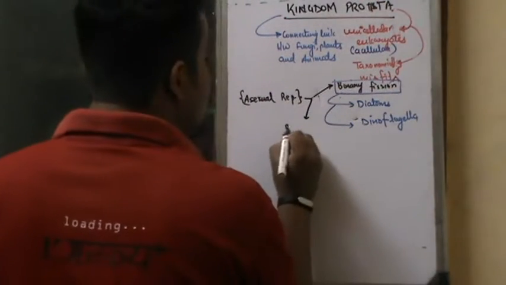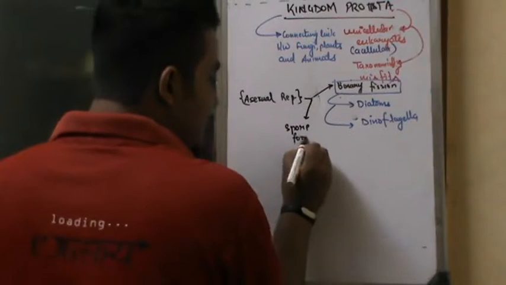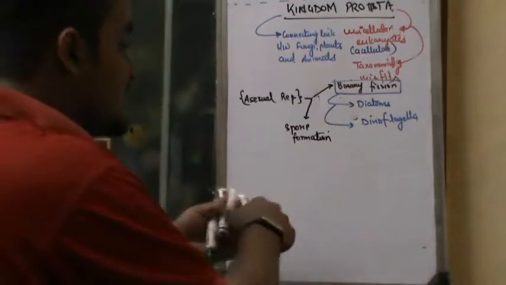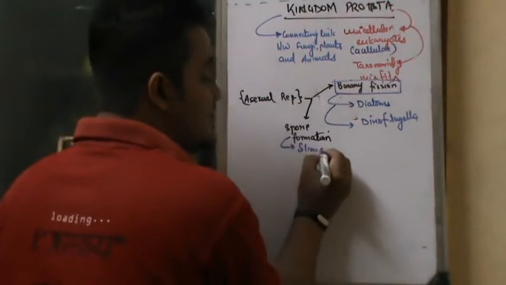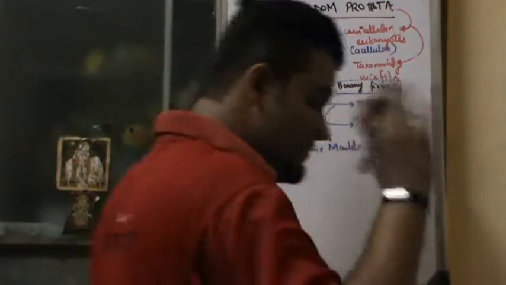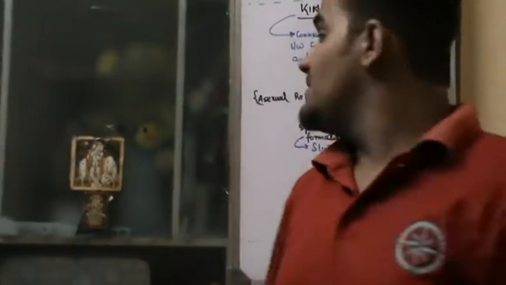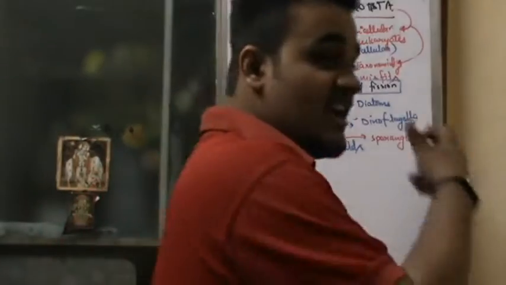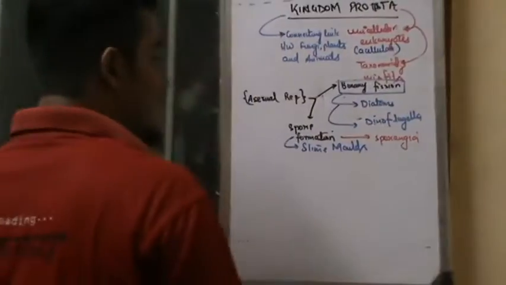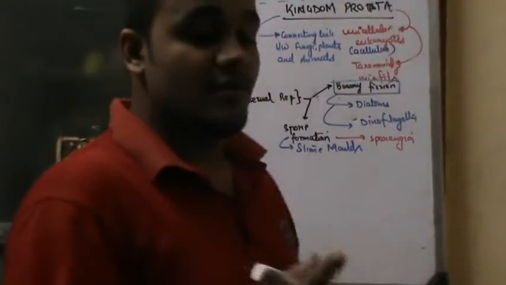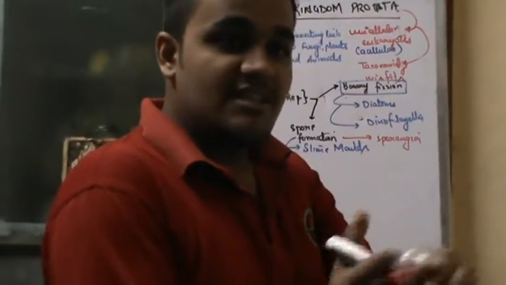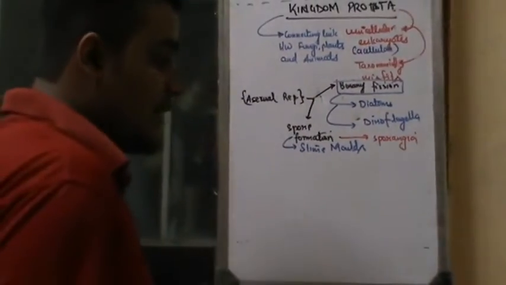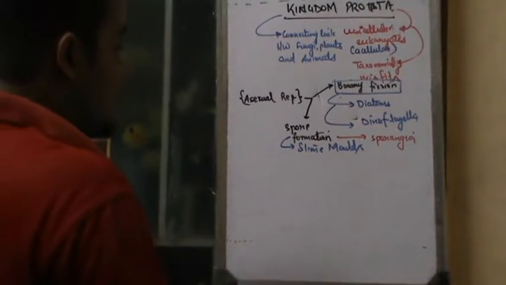Other than this, there is spore formation. NCERT liner: spore formation is shown by a very famous organism called slime molds. Always remember, slime molds exhibit this particular property. There is something called sporangia, which is given in NCERT. Sporangia are structures on which spores are formed. The sporangia cover the spores, and then the sporangia burst and the spores are released. This is called spore formation.